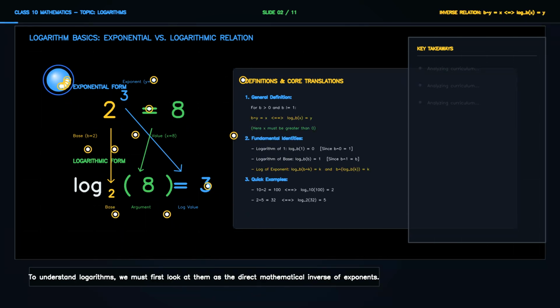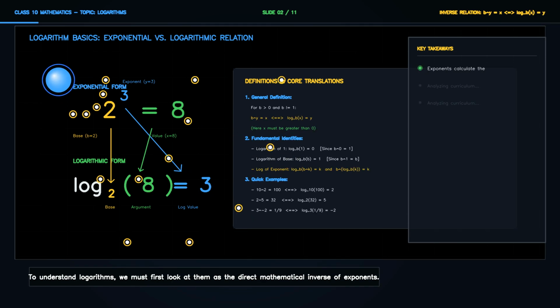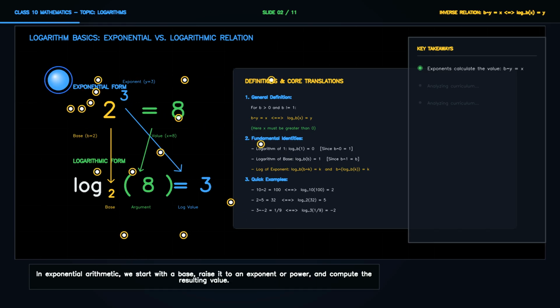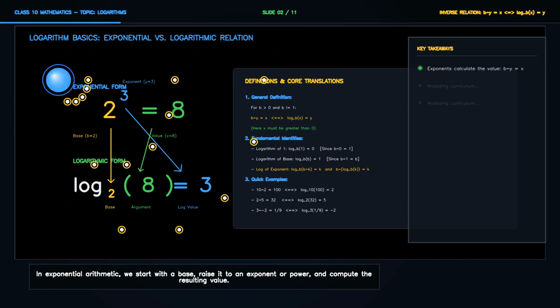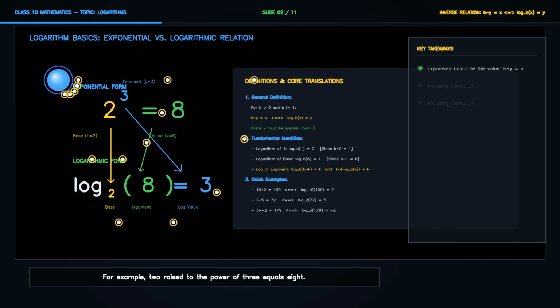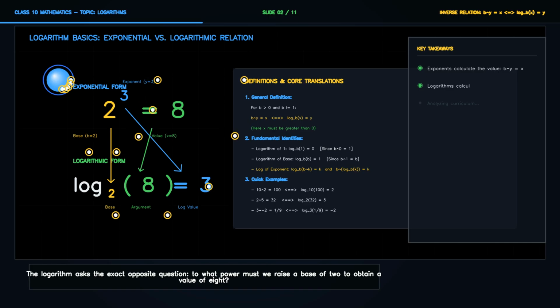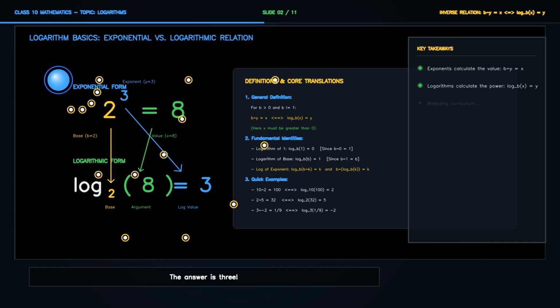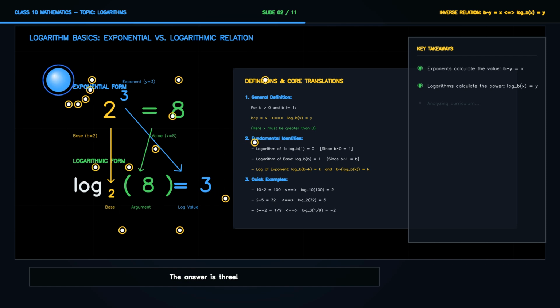To understand logarithms, we must first look at them as the direct mathematical inverse of exponents. In exponential arithmetic, we start with a base, raise it to an exponent or power, and compute the resulting value. For example, 2 raised to the power of 3 equals 8. The logarithm asks the exact opposite question. To what power must we raise a base of 2 to obtain a value of 8? The answer is 3. Mathematically, we write this as log base 2 of 8 equals 3.